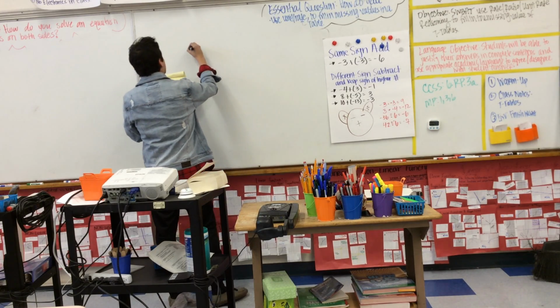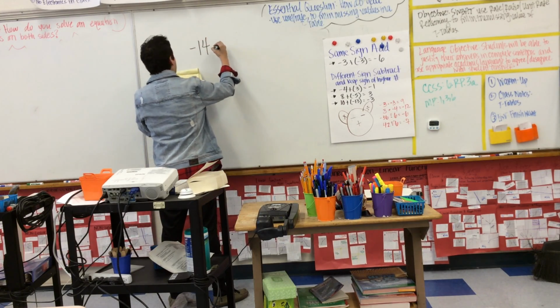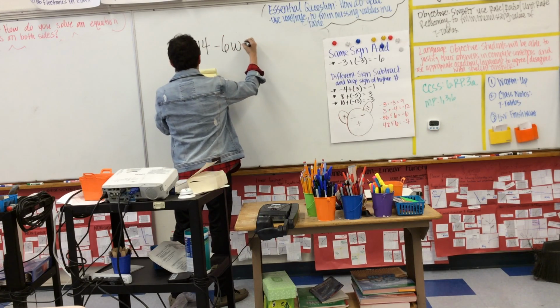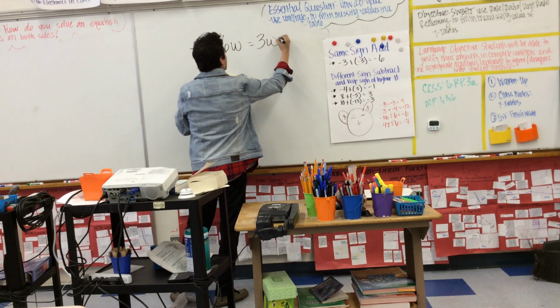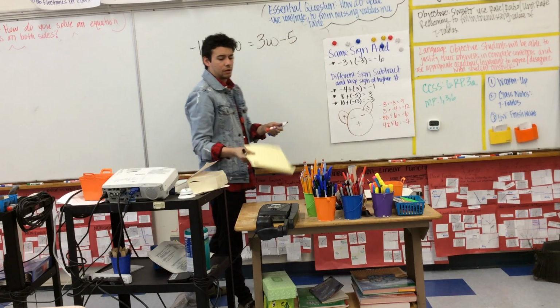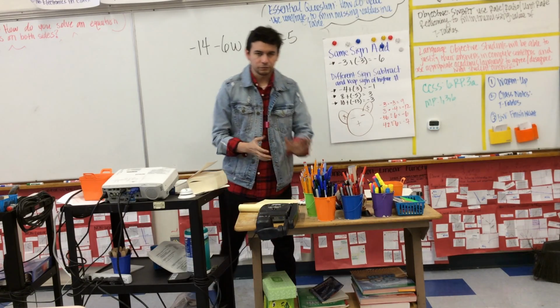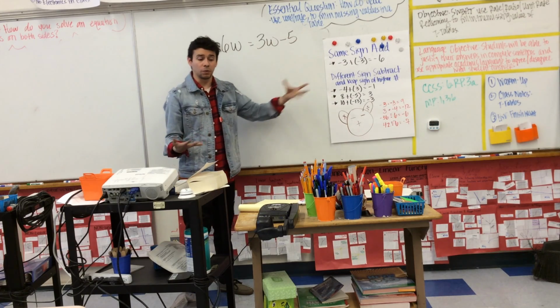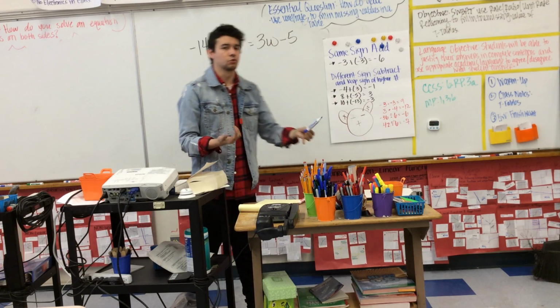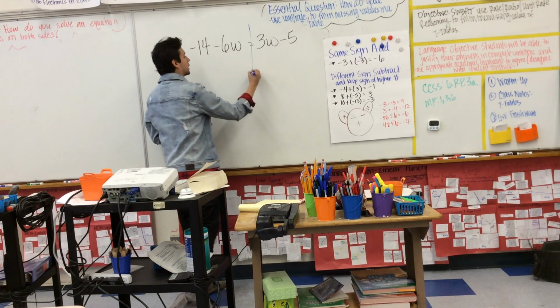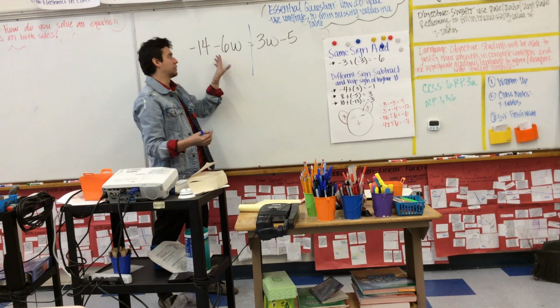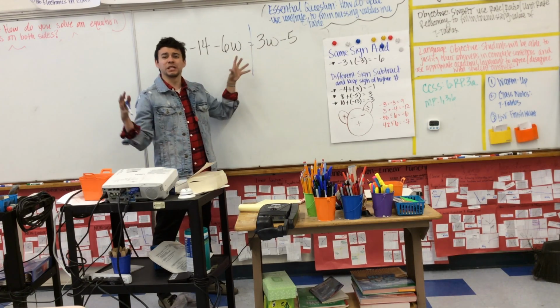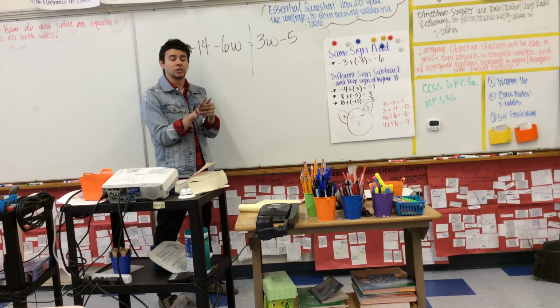Negative 14 minus 6w equals 3w minus 5. Now, here we go. We have w's on one side of the equation, w's on the other one. So what we're going to do is draw the barrier. Click, shoot. We have w's here, w's there. That means we need to put w's on only one side of the equation.